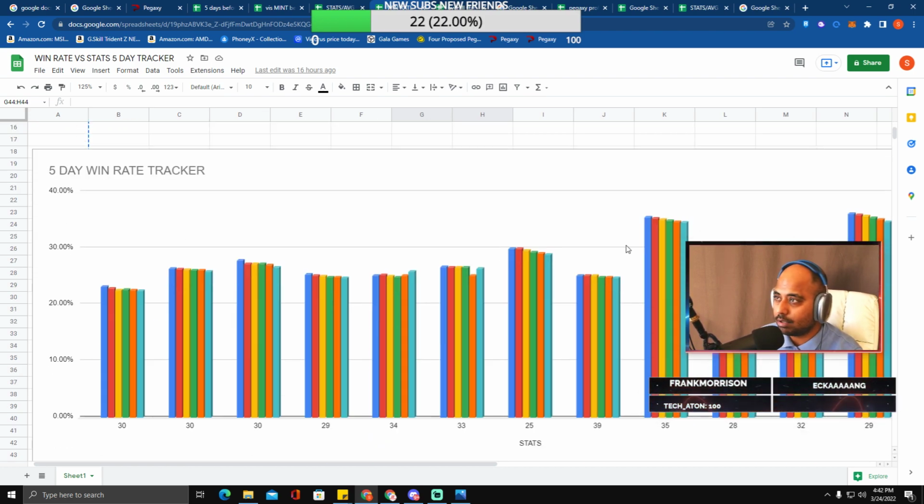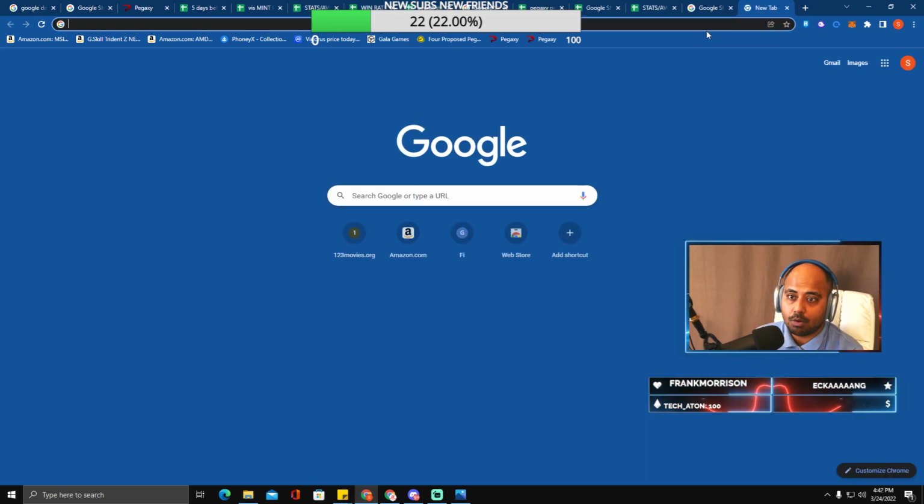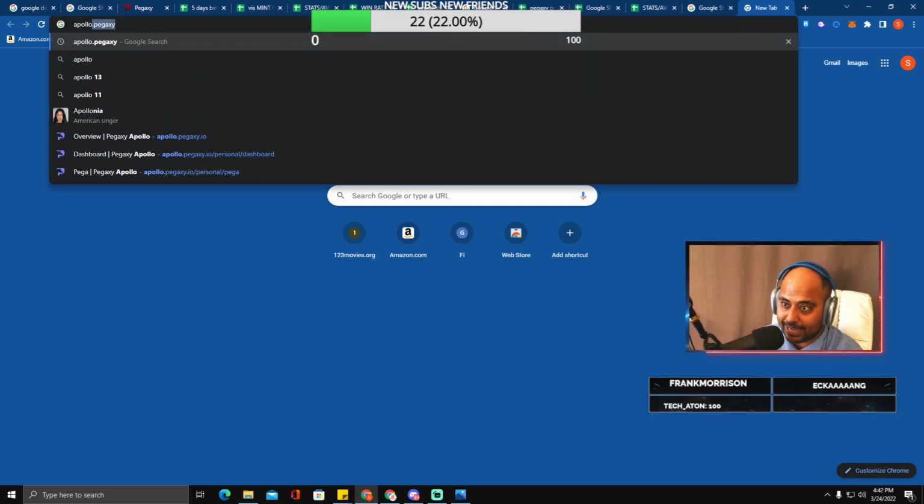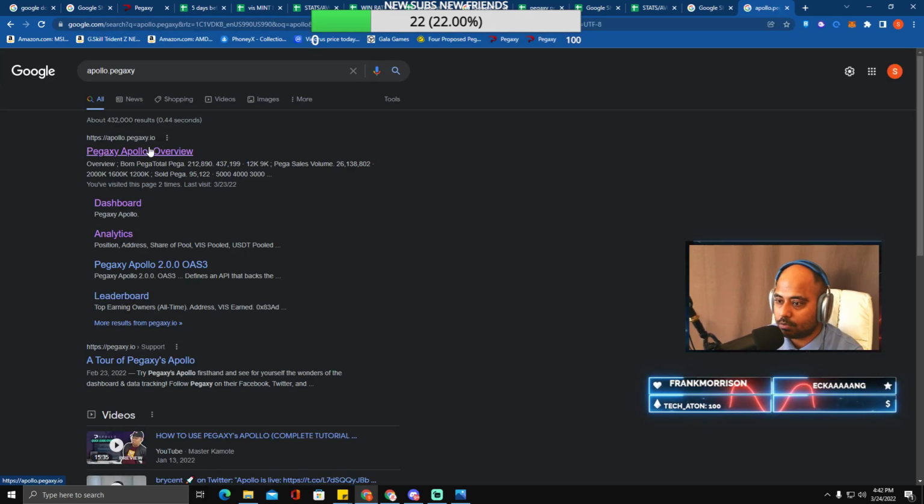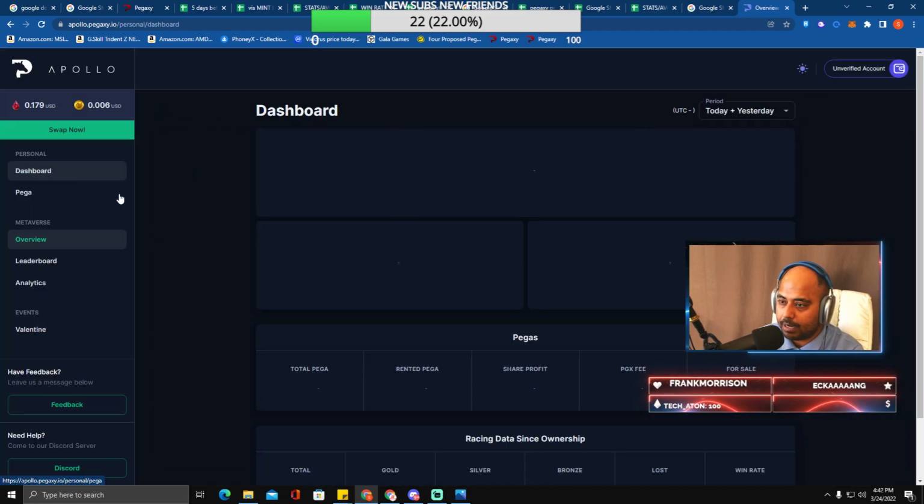Don't worry about this. This is actually good for the game, because at first there were more minters. Now there are more burners, and so we need that thing to come up. To prove this, and this is not a theory, this is actually a fact, let's prove this through Apollo PEGAXY and go to the dashboard.